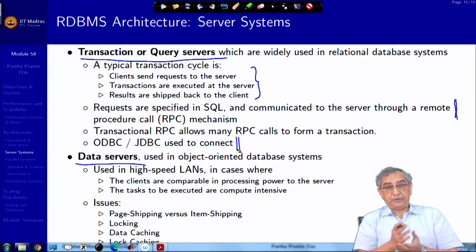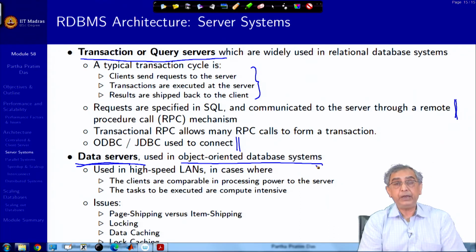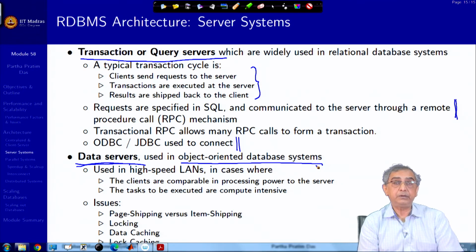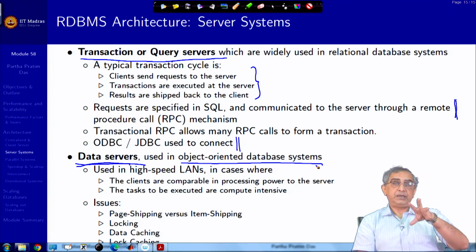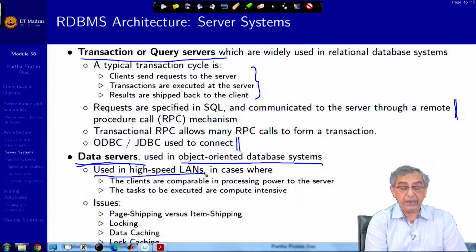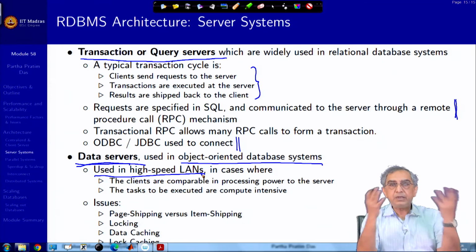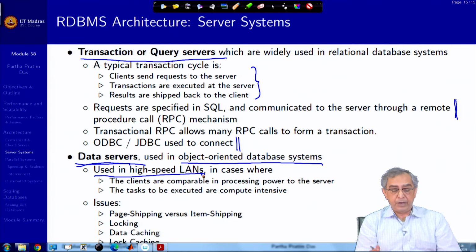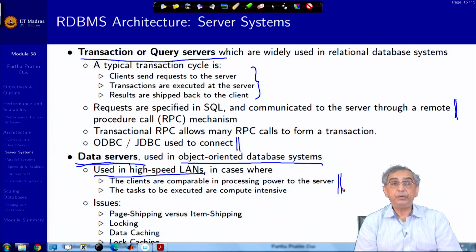The other set of servers could actually cater to the data, and it is particularly very important when you start migrating or making your relational database more object oriented. So, they are used typically in high speed LAN, because with the data servers, the data exchange has to happen at a very fast rate, otherwise the whole system performance will go down. So, the clients are comparable in processing power to the server. The tasks to be executed are compute intensive.